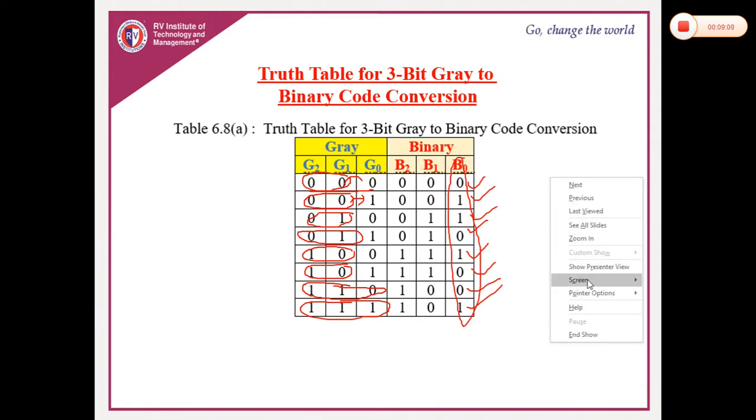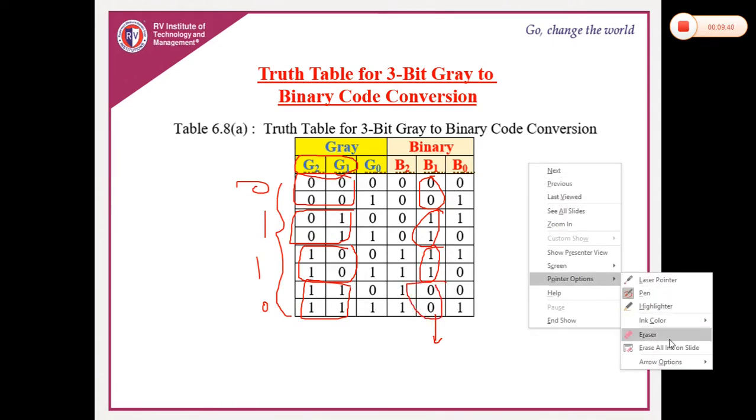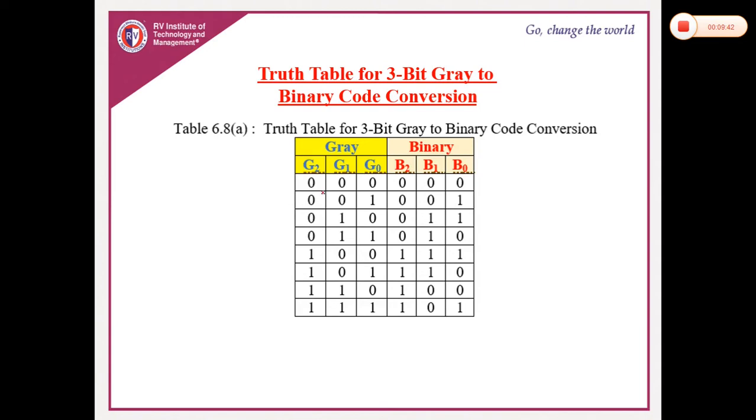Next we'll see how to write B1. B1 is nothing but the XOR operation between G1 and G2. As usual, we can see the pairs 0 0, 0 1, 1 0 and 1 1. It is just like an XOR operation, so for this we write 0 1 1 0, two times. Is it okay? So this is all about B1. Then how to write B2? B2 is nothing but G2, so whatever it is, you can just write it.